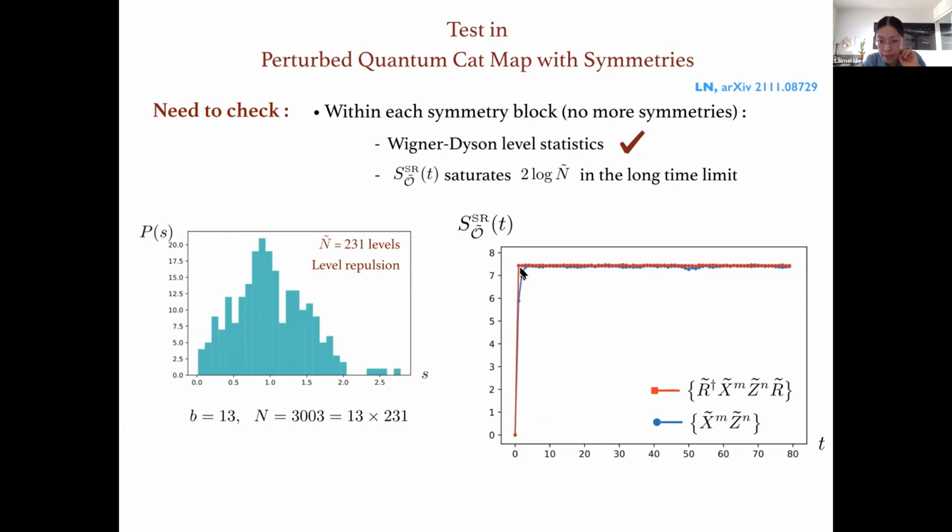So the blue line is plotted under the old choice of operators. The red line is plotted under the new choice, and you see that at late times they are the same. And they're both very close to the maximally possible value set by the Hilbert space dimension of my symmetry subspace. So in this sense, within each symmetric block, it's fully chaotic. The simple operator will become maximally complicated under time evolution.